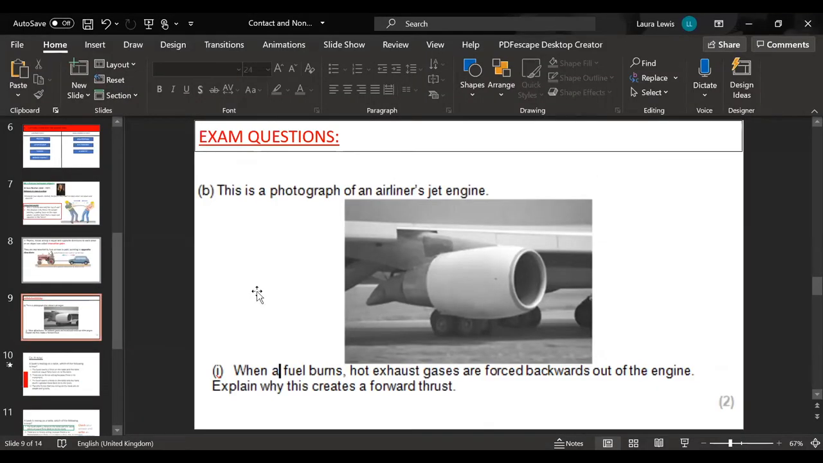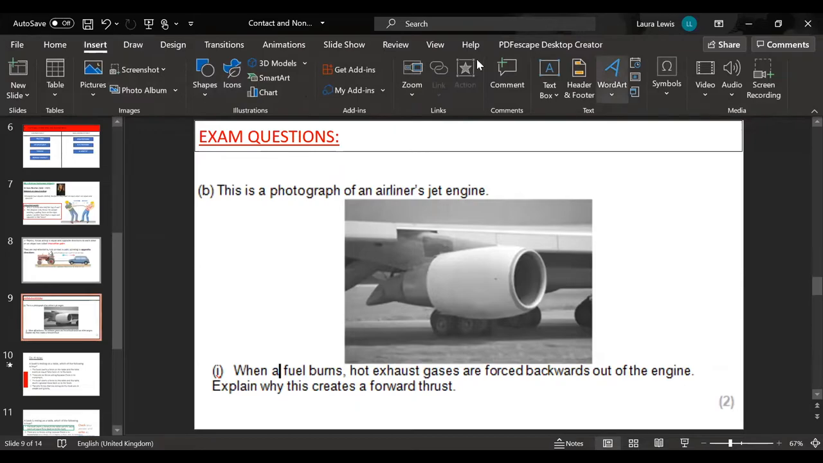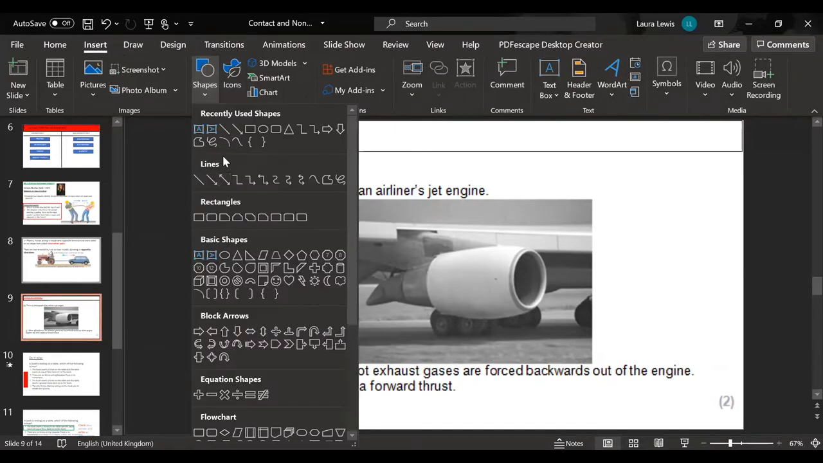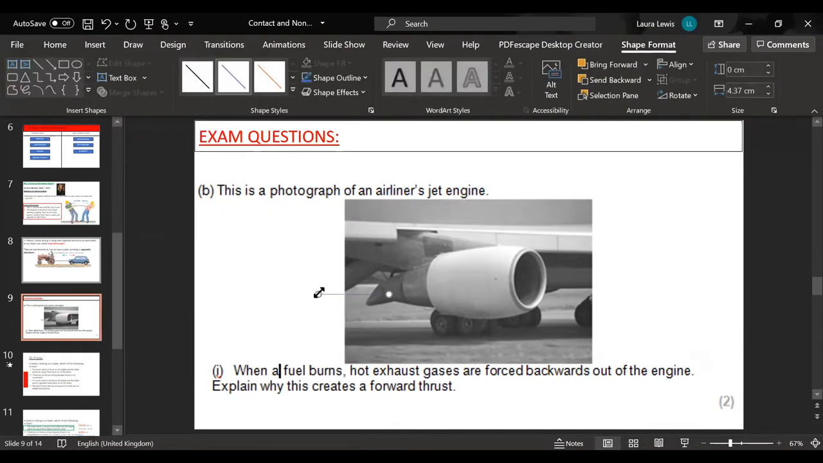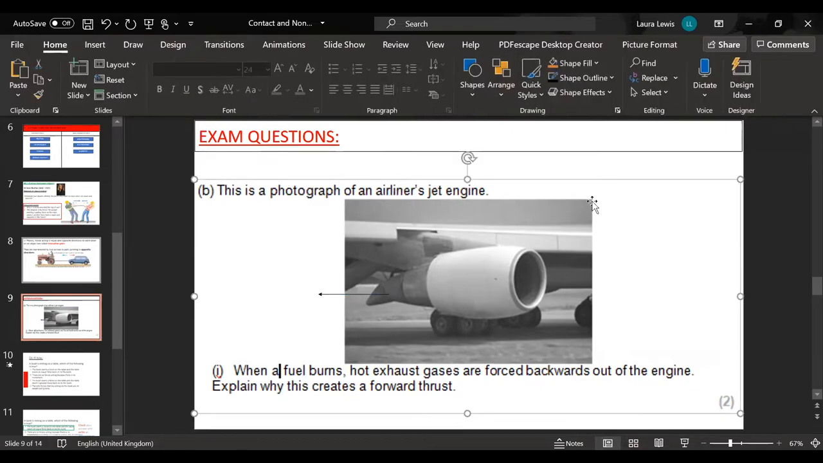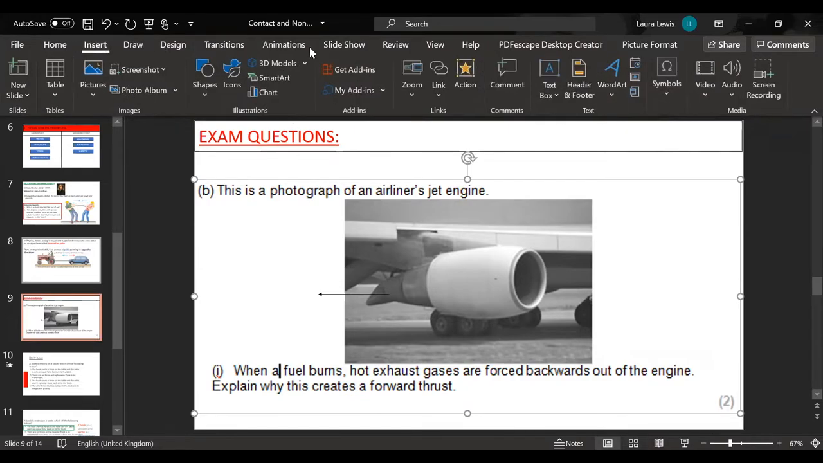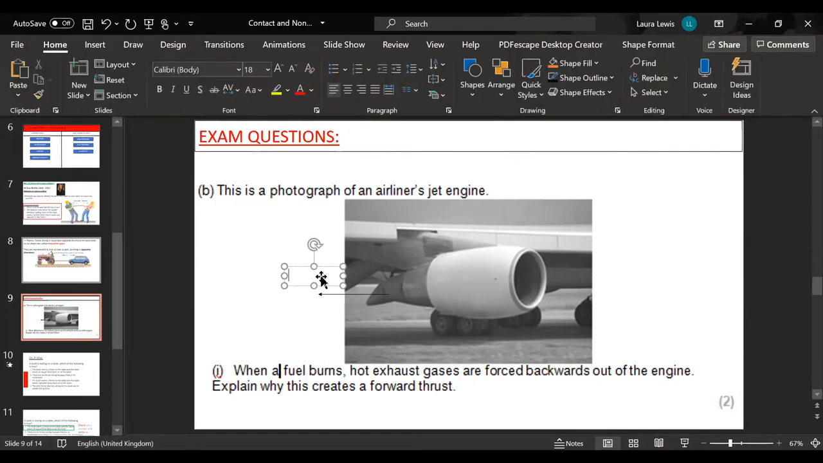So let's draw some arrows here. That's the force going backwards, a force backwards out of the engine. So that's the engine force going backwards. Let's put in a text box: gas forced backwards due to burning of fuel.